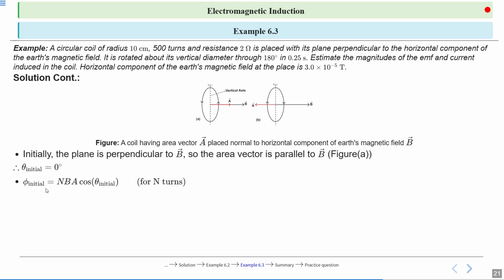So we are multiplying n to find the initial flux NBA cos theta initial for n turns. Okay, so theta initial is 0 degree, cos 0 degree is 1. So phi initial is equal to NBA cos 0 degree. So phi initial will be equal to NBA because cos 0 degree is 1.